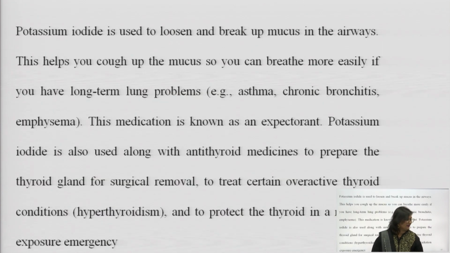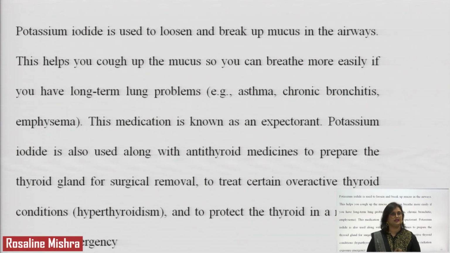Potassium iodide is used to loosen and break up mucus in our airways. That is the expectorant action, the one which we had just learnt. This helps you cough up the mucus so you can breathe more easily. If you have a long-term lung problem, this medication can be given in the form of expectorants.